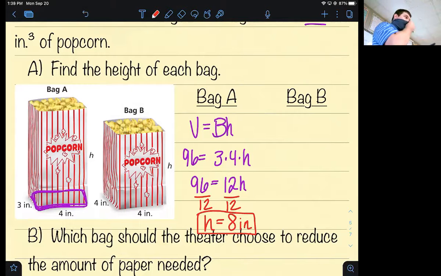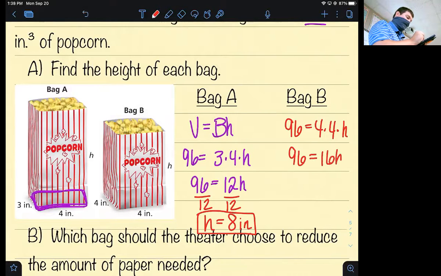Okay, for bag B, we're gonna do the same thing. We're gonna say that 96 is equal to 4 times 4 times H, length times width times height. What's 4 times 4, Jimmy? And what's 96 divided by 16? 6. So one bag is a little bit shorter.